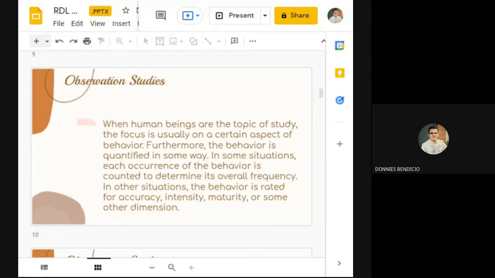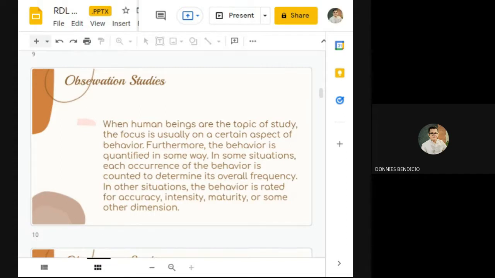Napag-usapan natin in the previous lessons that we have to try to understand the behavior in terms of quantifying the observable behaviors. Okay? Sa pamamagitan ng halimbawa, questionnaire, o kaya meron tayong guidelines or checklist na pwede nating i-quantify kung ano yung behavior na ipinapakita ng mga respondents natin. So in some situations, each occurrence of the behavior is counted. Okay? So binibilang natin bawat actions nila halimbawa.